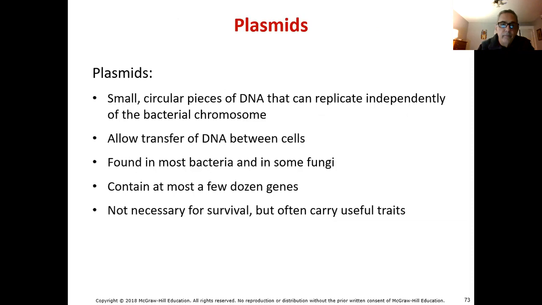Plasmids are small circular pieces of DNA. They can replicate independently of the bacterial chromosome. This allows a transfer of DNA between cells. These are found in most bacteria, some fungi. They contain at the most a few dozen genes. They are not necessary for survival, but they can pass on useful traits such as antibiotic resistance.